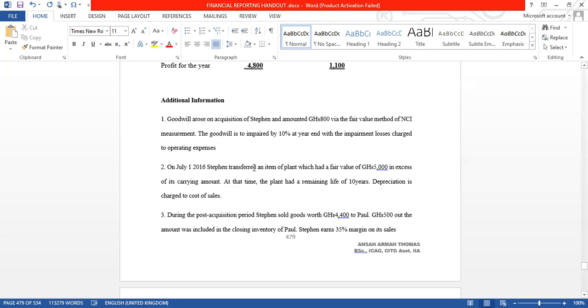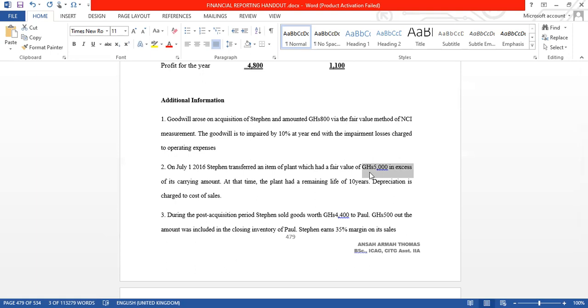It says that Stephen transferred an item that had a fair value of 5,000 in excess. What is that? A fair value adjustment. So what do we need to do? We just have to strike it. And remember, once you divide this over 10 years, you get depreciation per annum. But don't forget, it was mid-year, 9/12.